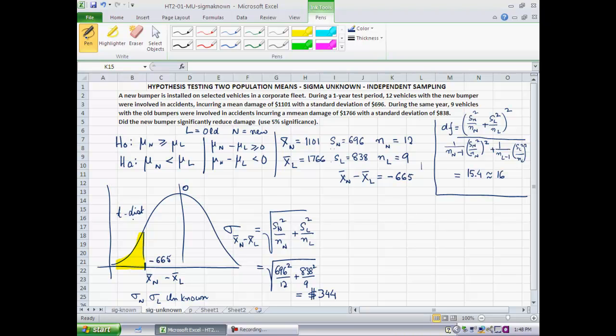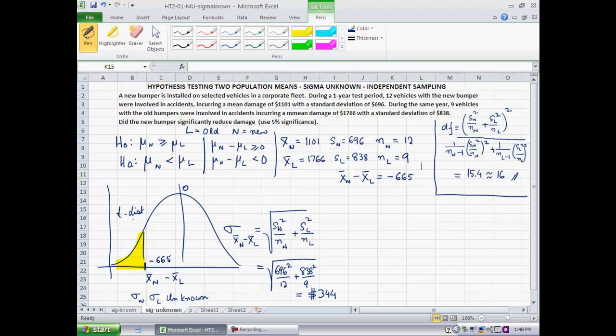In this case, the calculation for the degrees of freedom is rather messy. You remember this formula that we had gone over in class. So I've just written the formula over here. It's not a difficult calculation, but a tedious one. And you will end up with degrees of freedom equal to 15.4, which has to be rounded up to 16. So for our problem here, the sample statistic that we are going to use, namely x bar N minus x bar L, has a t-distribution with 16 degrees of freedom.